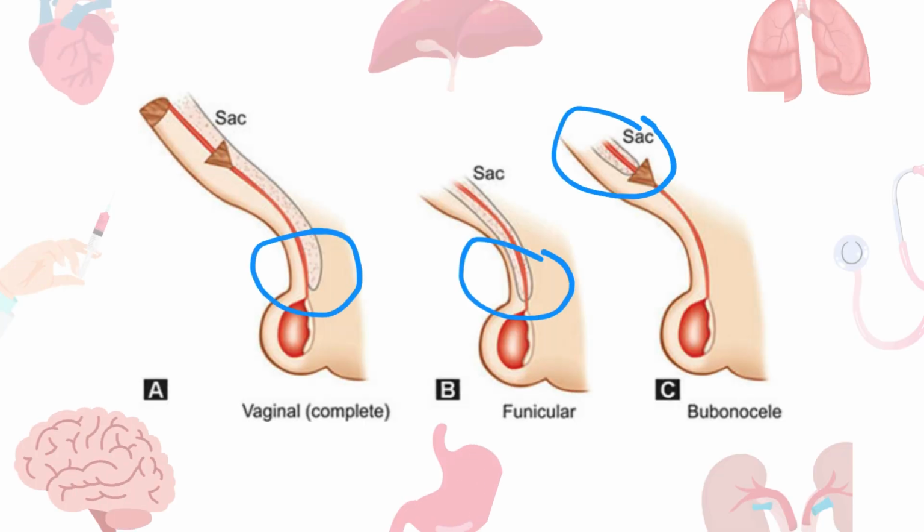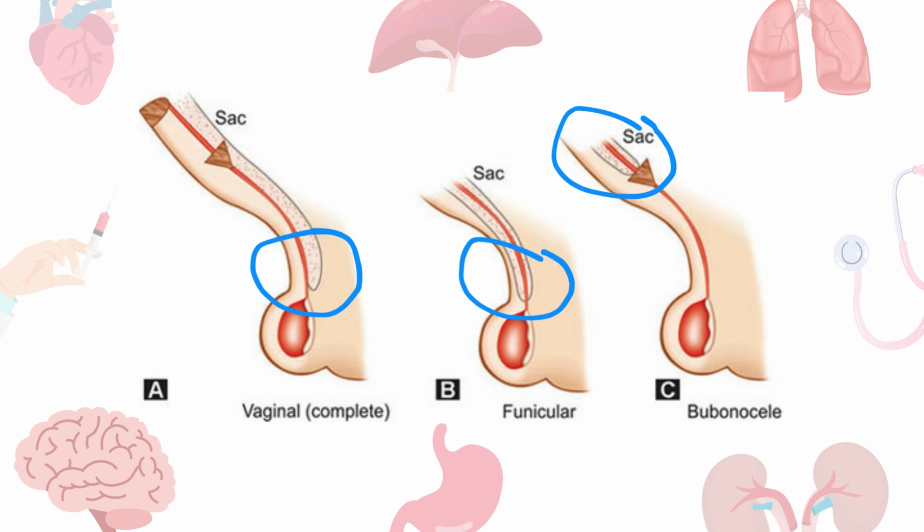There are several different types of indirect inguinal hernia as well. What is indirect inguinal hernia? It is the hernia which is emerging from the deep inguinal ring, and it is lateral to the Hesselbach's triangle or lateral to the inferior epigastric vessels. So there are different types which include bubonocele, funicular, and complete.